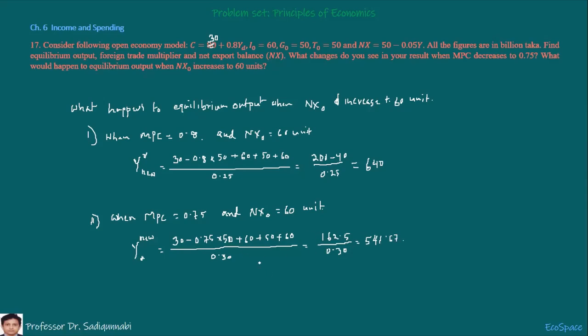So this gives our last part of the solution to the problem. What happens to equilibrium when NX0 increases to 60 unit? So it has two results. One is with MPC 0.8 and other is MPC 0.75. So this ends our problem set. Chapter 6, Income and Spending, problem number 17.